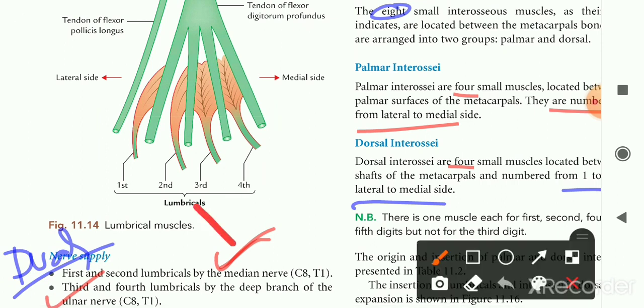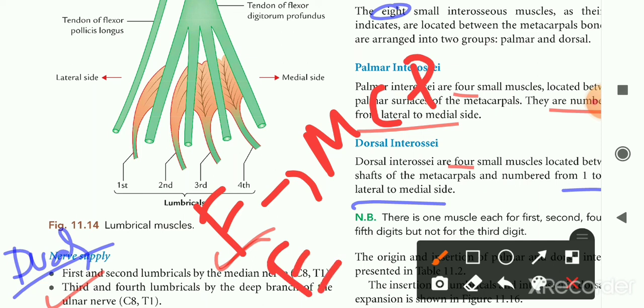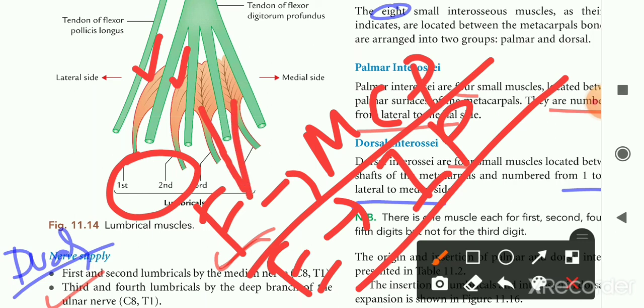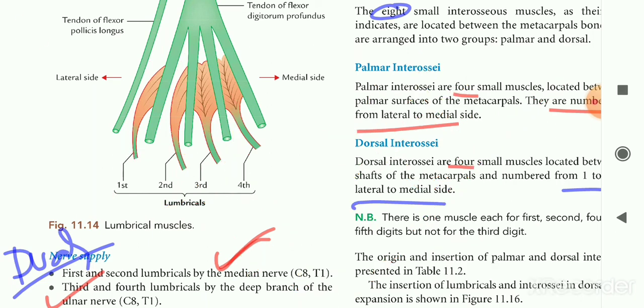The lumbricals cause flexion of the metacarpophalangeal joint and extension of the interphalangeal joint. And you can see the first and second lumbricals are unipinnate muscles, but the third and fourth are bipinnate muscles. So you should remember this.